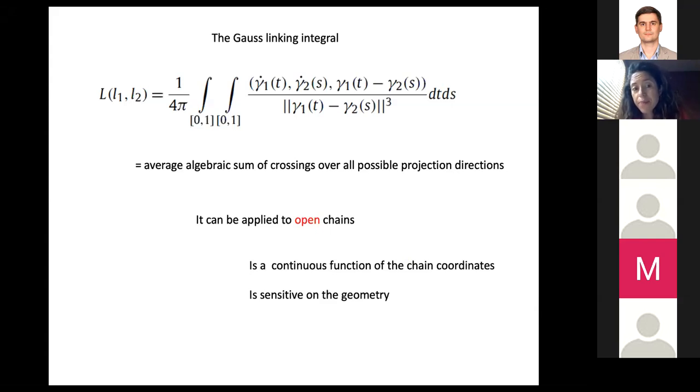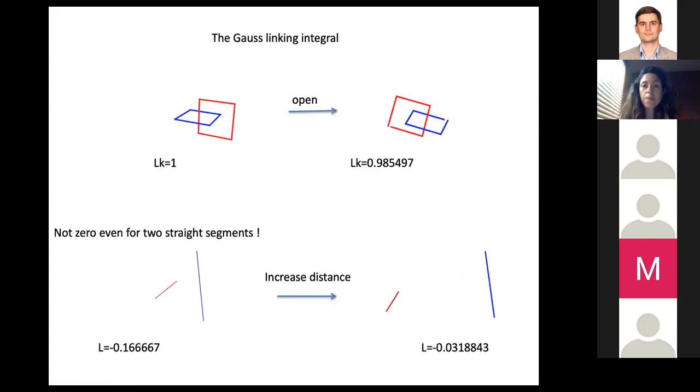the linking number. But if we have open curves, different projections might give a different algebraic sum of crossings. So if we take the average, this is what the Gauss linking integral is. Now, this definition can be applied to open chains, and it is a continuous function of the chain coordinates, and it is sensitive to the geometry. So it has those nice properties we seek for applications.